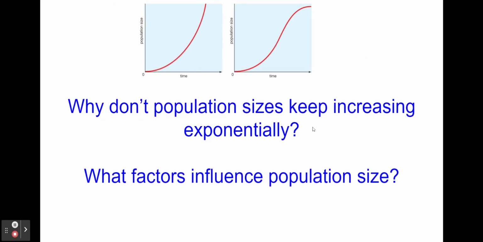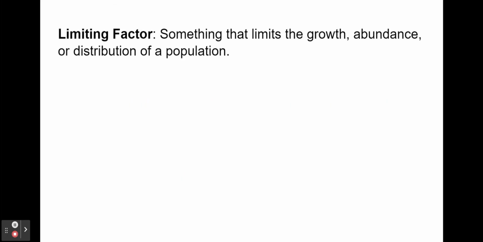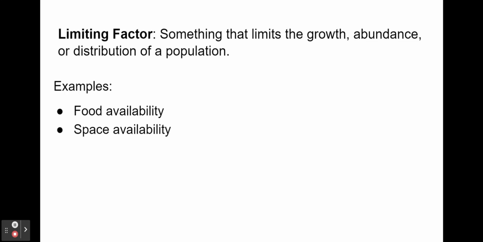So, why don't population sizes keep increasing exponentially? What factors influence population size? Well, those factors that influence population size, like I mentioned before, space, food, resources, etc., are called limiting factors. A limiting factor is something that limits the growth or abundance or distribution of a population. Here are some examples. Food availability. How much food is there in the environment? Space availability. Can we expand?